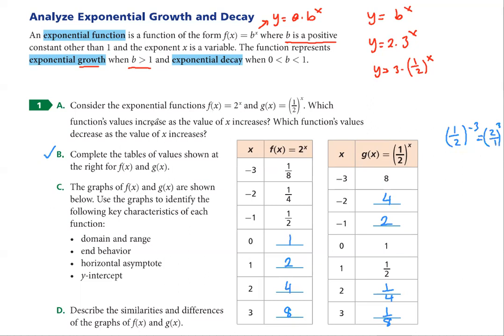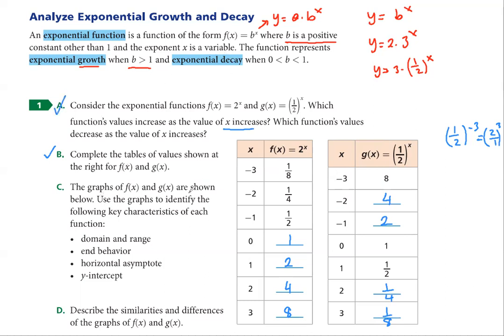Which function's values increase? Actually, I should have said this first, but that's fine. As you see, this function's values are 1/8, 1/4, 1/2, 1, 2, 4, 8. This is increasing. And these numbers are decreasing as you increase the x values. When the inputs, which is x in this case, increase, the y values right here are increasing, but the y values right here are decreasing. But as you see, none of them is negative. Regardless of what you plug in for x, positive or negative, the result is always positive. If the base, which is 1/2 and 2, is positive, you expect to always get a positive result. Okay, so we are done with that.